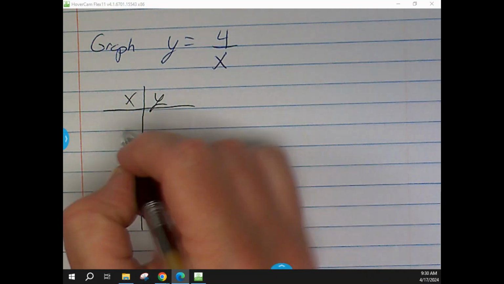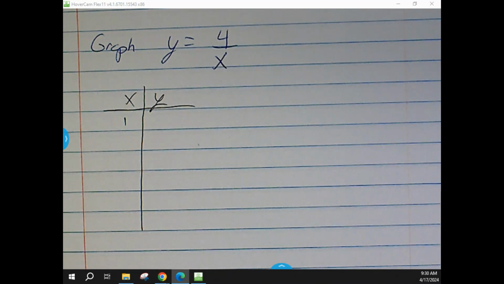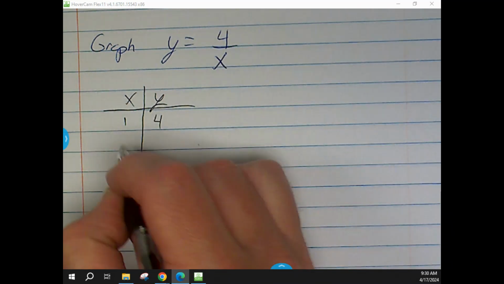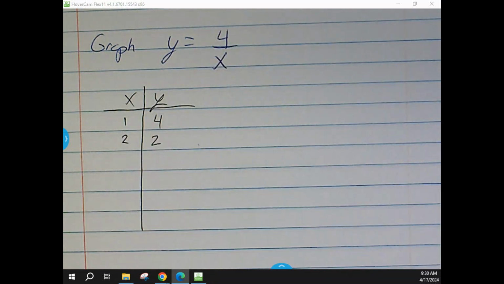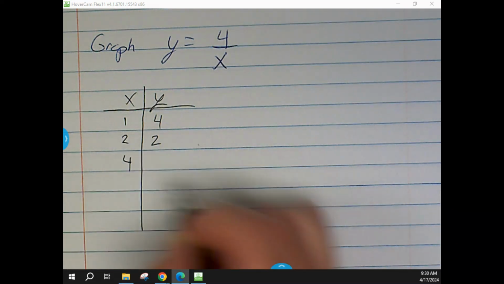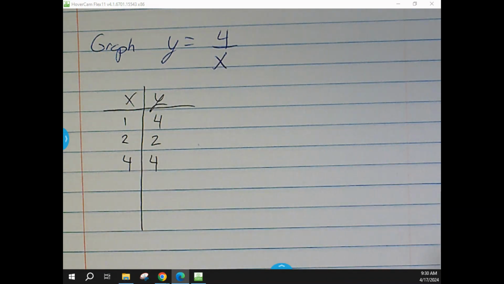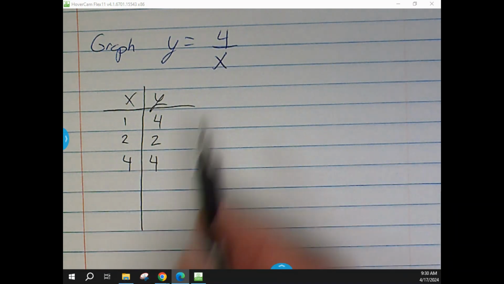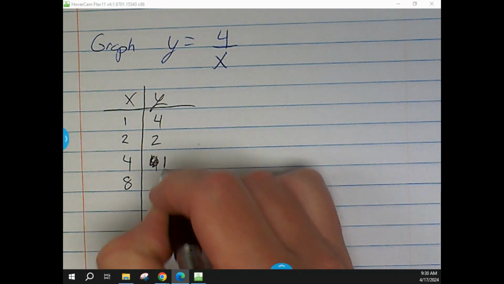So if we plug in 1 for x, what is 4 divided by 1? That's easy, right? That's 4, okay? If x is 2, 4 divided by 2 is 2. We're going to skip 3 because it's a decimal number. No need to worry about it. If we go to 4, 4 divided by 4 is 1. Okay, no big deal there. Now, we're not going to worry about 5 because, again, decimal number.